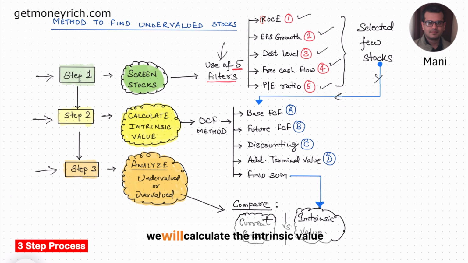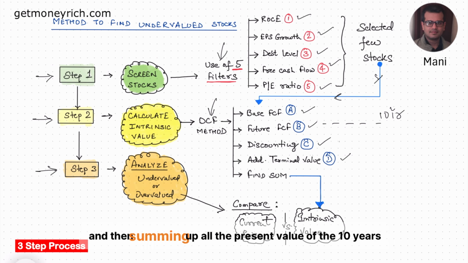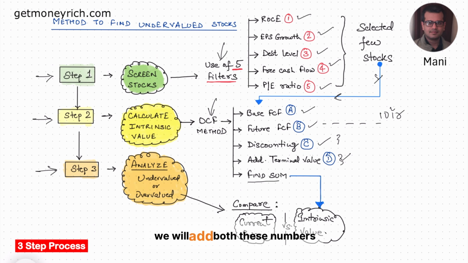For these handful of stocks we will calculate the intrinsic value, and the intrinsic value calculation will be based on the DCF method, where first we will estimate the base free cash flow for the company, and based on this base free cash flow we will estimate a growth rate, and based on that growth rate we will calculate the next 10 years future free cash flow of the company. Then those future free cash flows will be discounted to the present value, and we will also do the estimation of the terminal value of the company, and then summing up all the present value of the 10 years and the present value of the terminal value, we will add both these numbers, and what we will get at the end is the intrinsic value of the company.